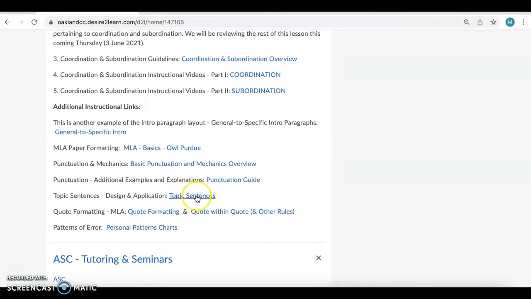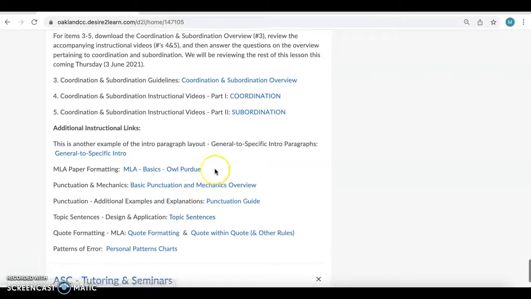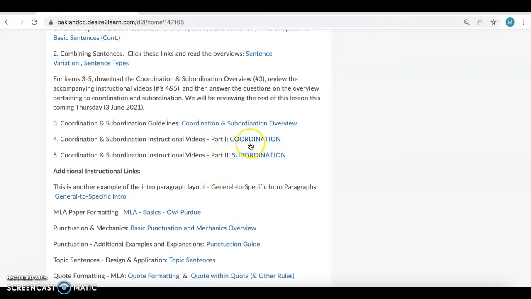Then there are other pieces that will just help you throughout the term, and I will refer to some of these at different times. Coordination and subordination. You're in a 1510 level, so basic punctuation mechanics, style, structure, those kind of things are expected of you prior to the term. And now coordination and subordination, you're dealing with combining independent and dependent clauses, or independent and independent clauses. There's an overview and then coordination, subordination, short videos that are included there if you need a refresher.